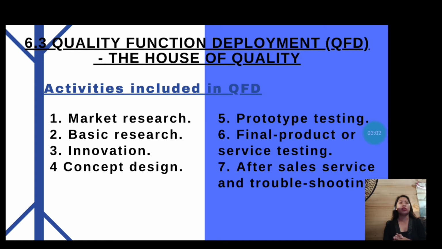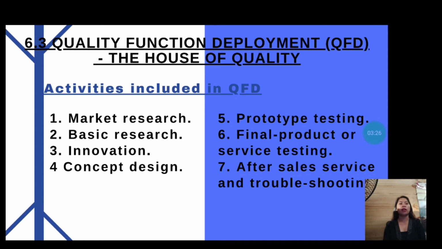And third is innovation. We all know that this one is very important in all businesses to maintain the position of your product in the market. You always have to innovate. Dapat there is always something new, product or service na imong i-offer sa market.